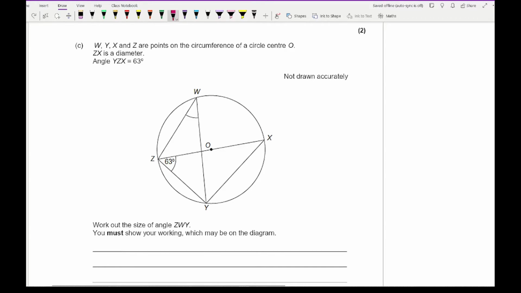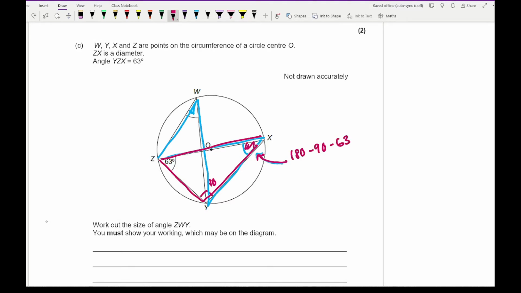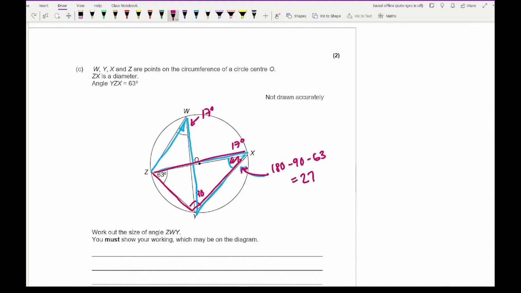So if ZX is the diameter, then this angle here is going to be 90 degrees. Now obviously what I want to work out is this angle here, and I can see a bow going on like so. To work out this angle, I'm going to use the fact that I can see a right-angled triangle and I know what 2 of the angles are. So all I need to do is 180 minus 90 minus 63, which gives an answer of 27 degrees.